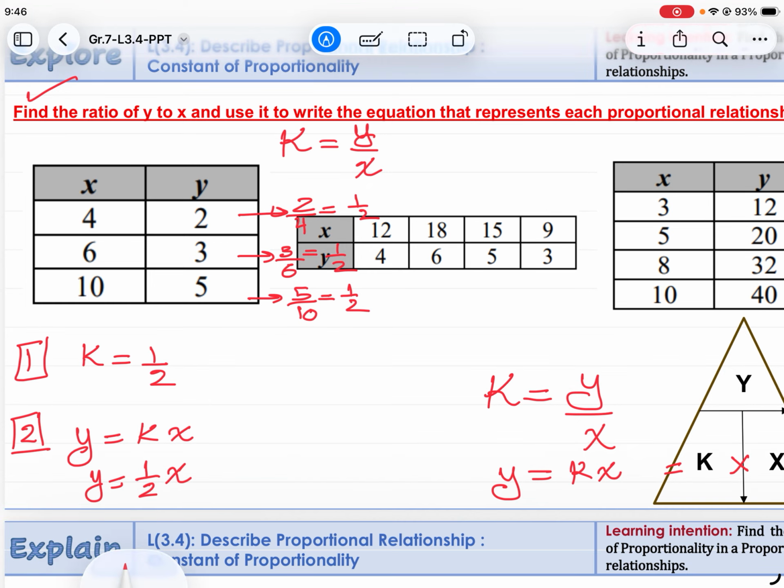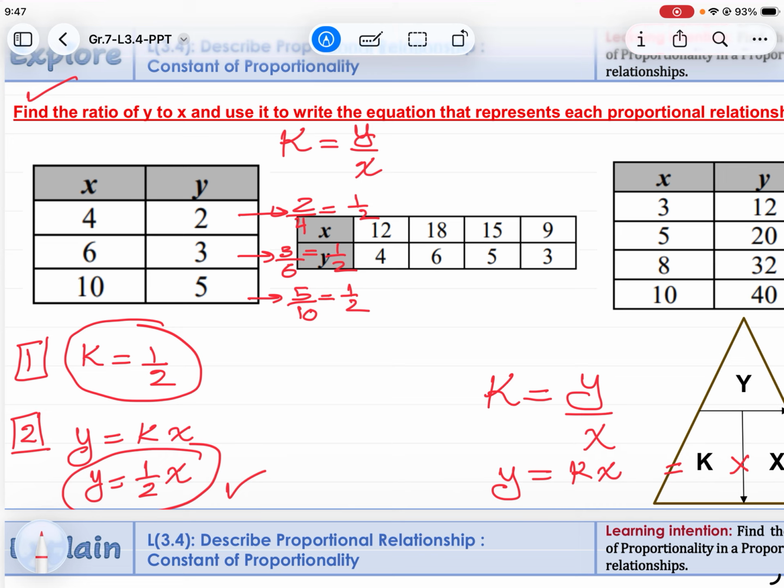So usually in exams, they ask you for two things. Number one, find the constant of proportionality. And number two, they ask you to write the equation that represents the proportional relationship that you have. Or most of the time, they just go to question 2 directly. So you should be aware that if you want to write the proportional relationship equation, you have first to find the value of k. Okay, and it's the same thing for table 2 and table 3. Let's move on.